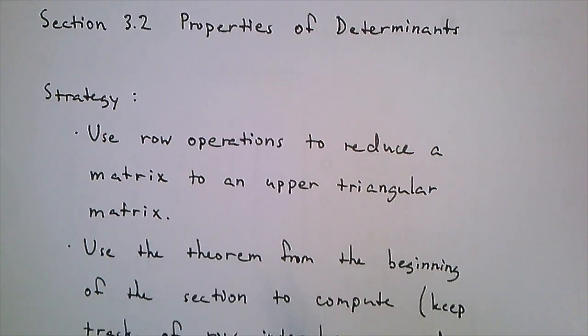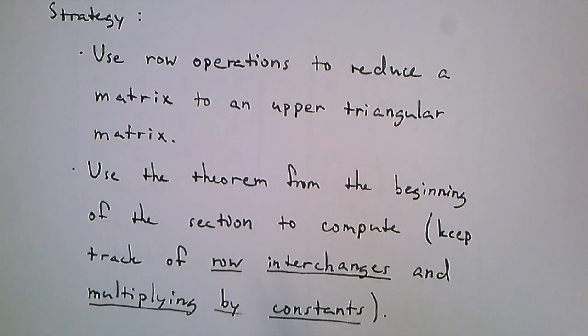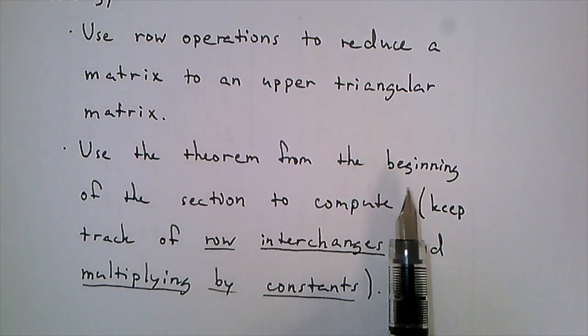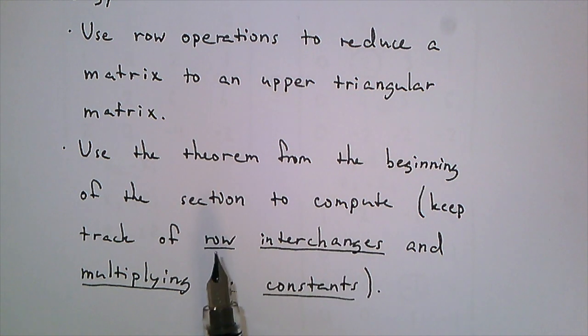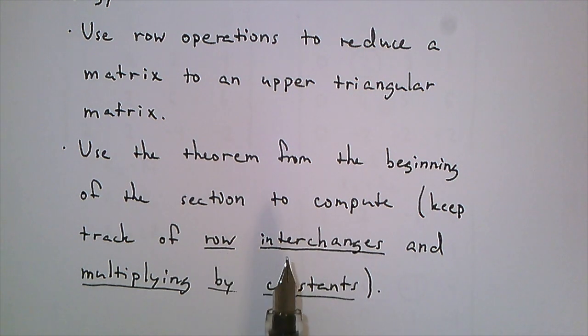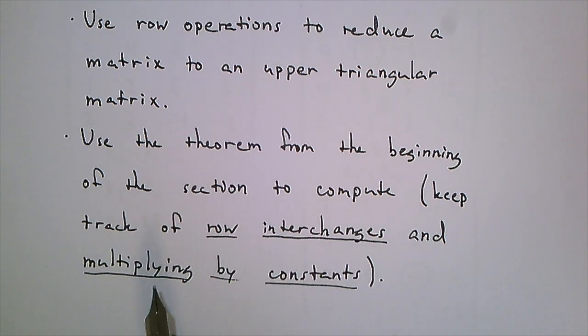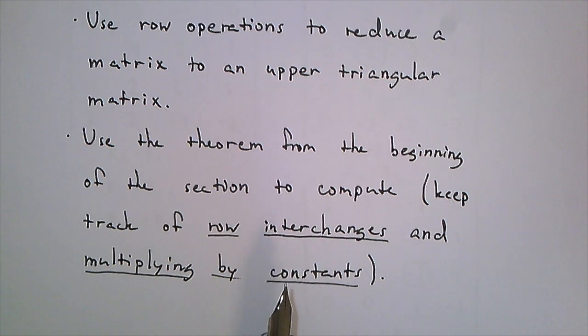While we're doing our row operations, we're going to have to use the theorem from the beginning of the section in the first video to keep track of what's going on. We might have to keep track of row interchanges or multiplying rows by constants.